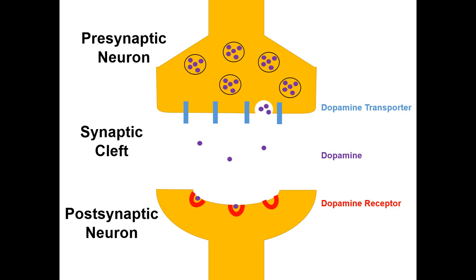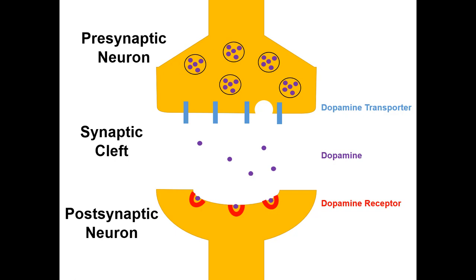Dopamine molecules, shown here in purple, are generated in the presynaptic neuron and transported into the synaptic cleft. Some free dopamine molecules bind to postsynaptic dopamine receptors and are carried into the postsynaptic neuron. Unbound, excess dopamine is transported back into the presynaptic neuron via the dopamine transporter.